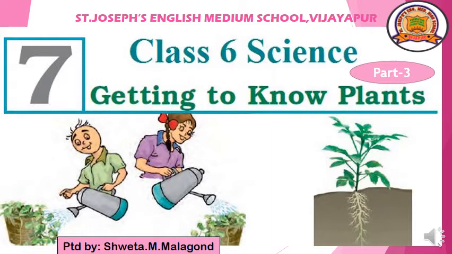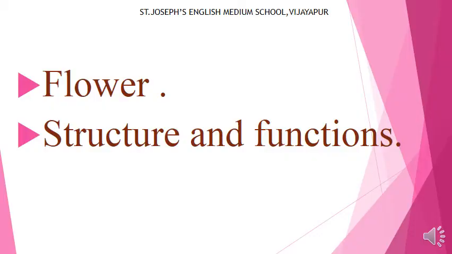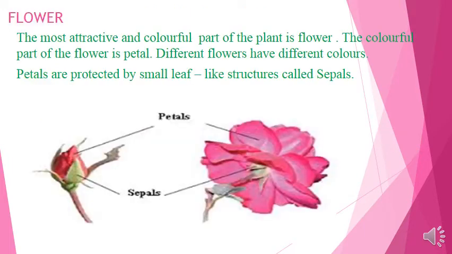We were discussing the topic Getting to Know Plants. In this topic, we have discussed the structure and function of the leaf, venation, and types of venation. Later we discussed the root, types of roots, that is taproot and fibrous root, and the function of the root, right? Today we are going to discuss flowers, the most colorful and attractive part of the plant. The structure and functions of the flower.